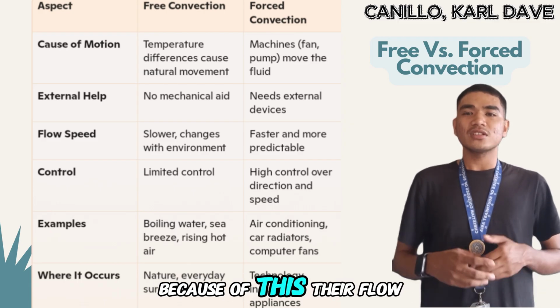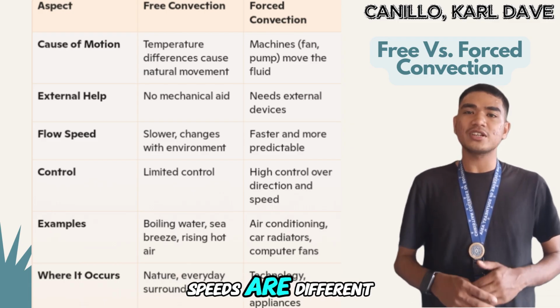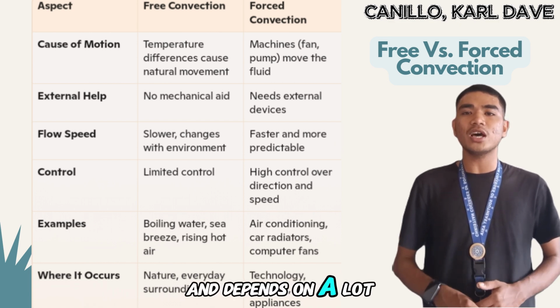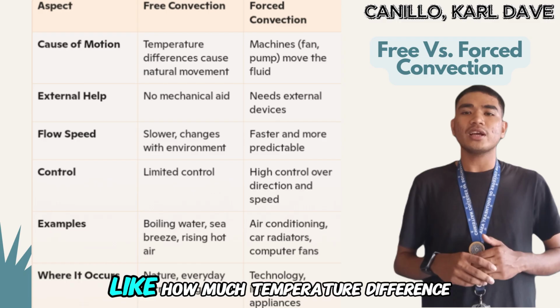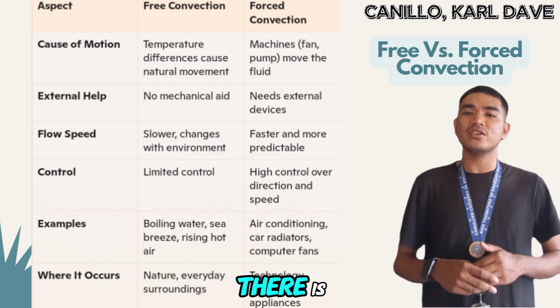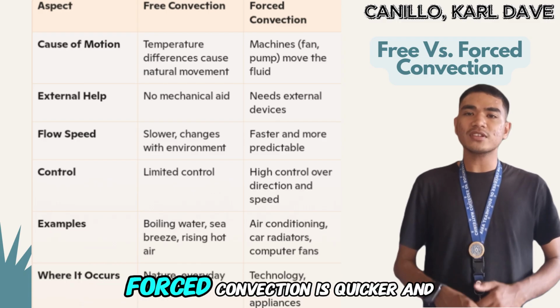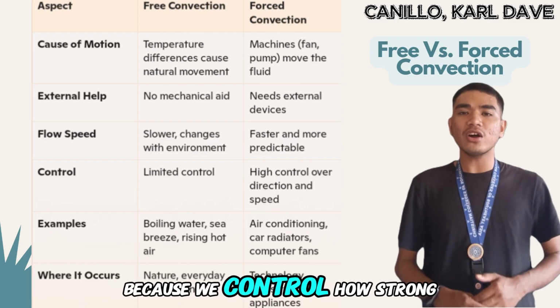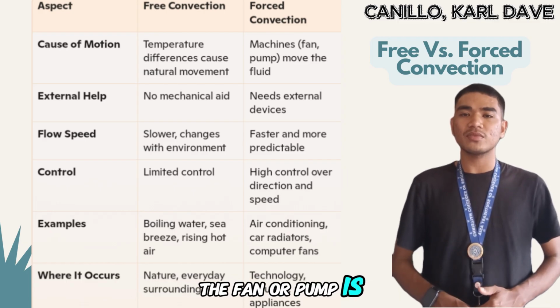Because of this, their flow speeds are different. Free convection tends to be slower and depends a lot on the environment, like how much temperature difference there is. In contrast, forced convection is quicker and more predictable because we control how strong the fan or pump is.